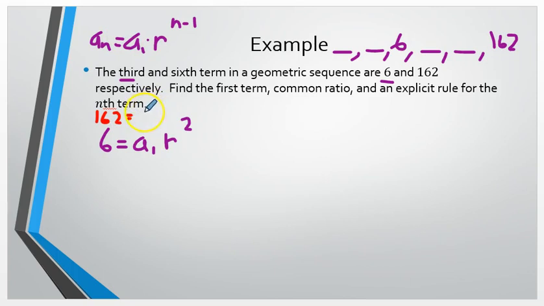And again, I don't know a sub 1 yet. I don't know r. But that was the sixth term of the pattern. The sixth term was 162. So if n is 6, when I plug that in, 6 minus 1 is 5. So here I have my two statements.